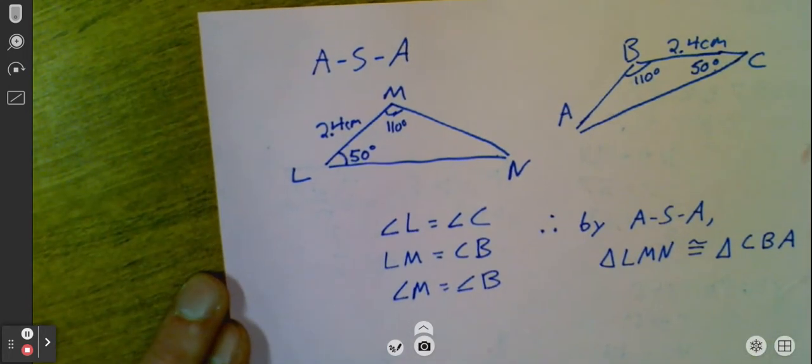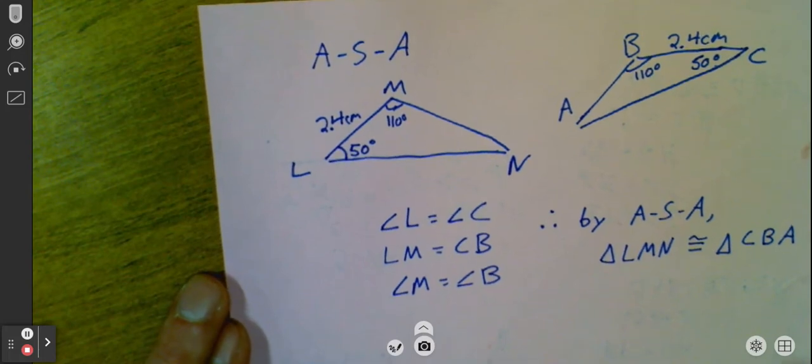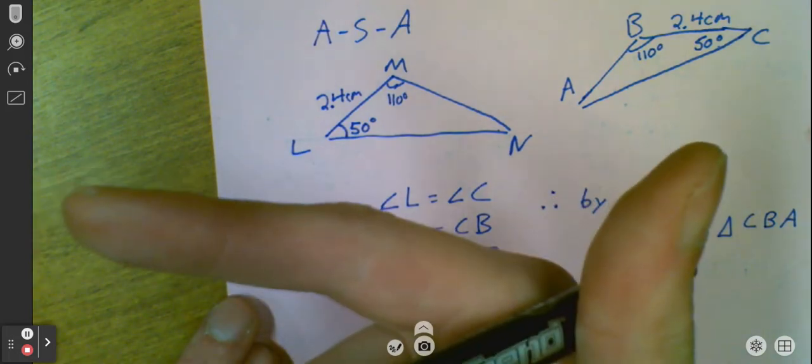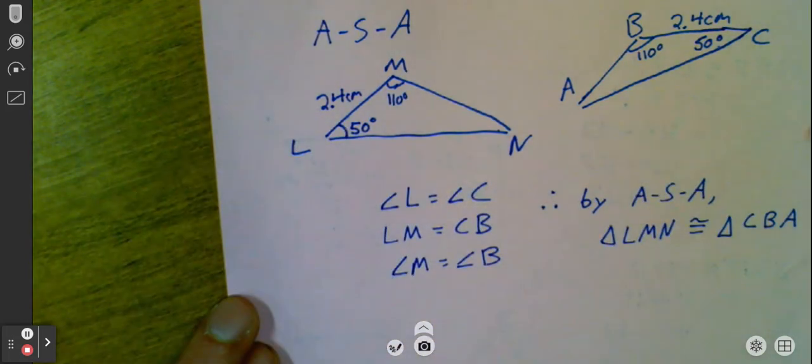These are called formal congruency proofs. There's 3 types of these proofs. I either need side, side, side, side, angle, side, or angle, side, angle. So that's how we write our congruency proofs and how we can formally show that 2 triangles are congruent.